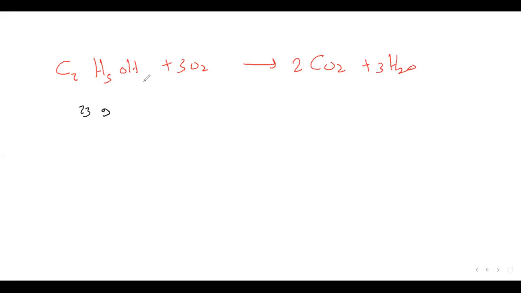After that, mole ratios. For example, if we have C2H5OH plus 3O2 gives 2CO2 plus 3H2O, and then we have 23 grams of ethanol, calculate the mass of carbon dioxide, the number of molecules, the number of atoms, and the concentration if you have volume 500 centimeter cubed.